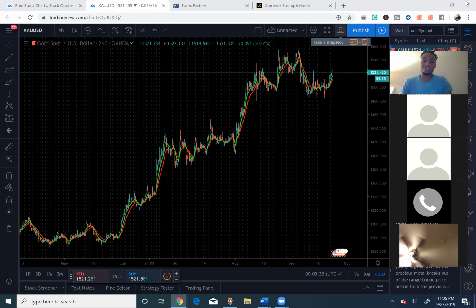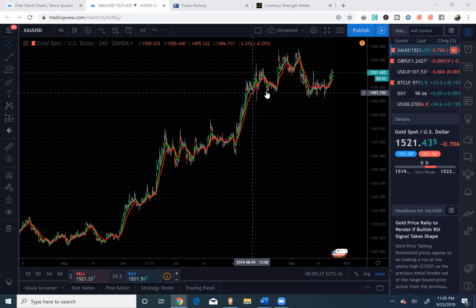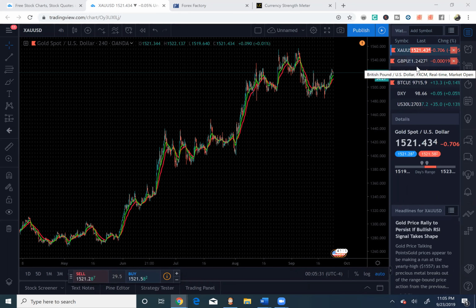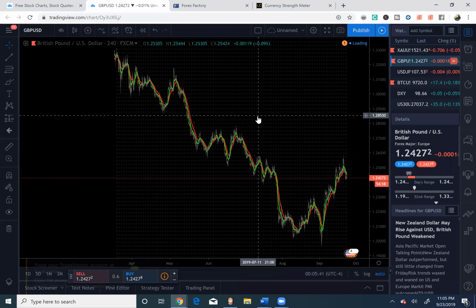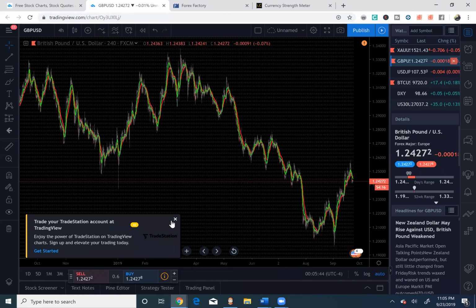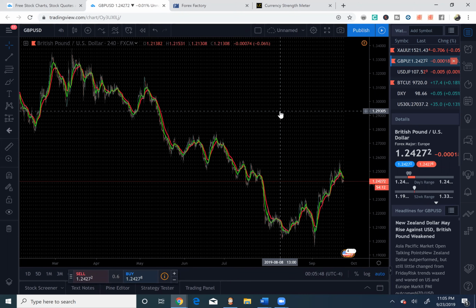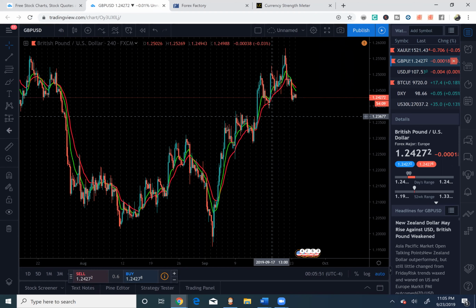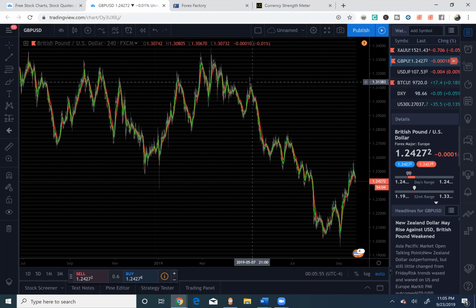So first pair that I saw was GU. So let's look at GU. GU is the Great British Pound versus the US dollar. All right. So when you first look at a chart, you want to know where you're at. Where is price? So first thing we want to look at is what's the overall trend, okay?